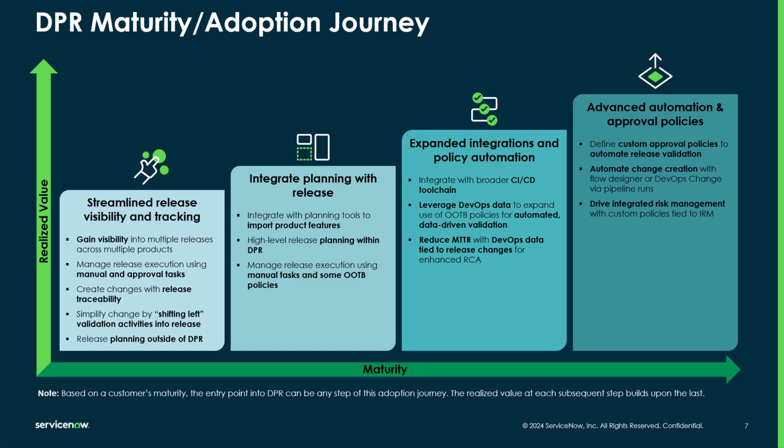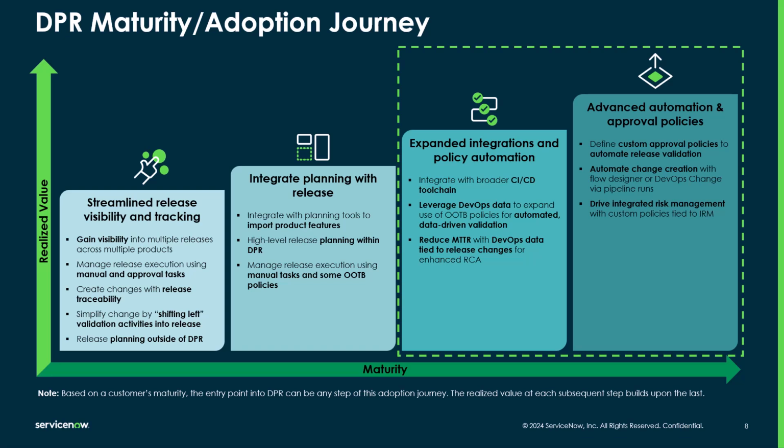To tie this back to the adoption journey, policies are not completely necessary to start using DPR and don't come into play until maturity steps 3 and 4. If you're not ready to automate using policies, you can skip this step and use manual approval in your release templates and come back to policies when you are ready. For now, let's assume we're ready and want to start off right away with policies.